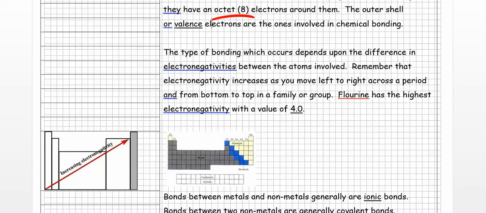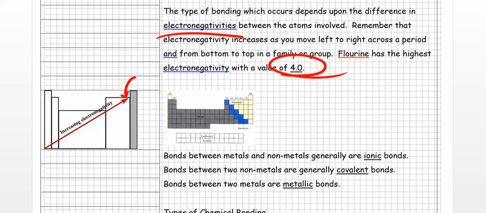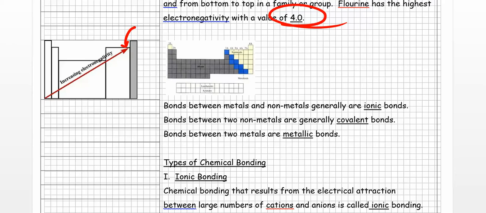So the type of bonding which occurs really depends upon the difference in electronegativities between the atoms that are involved. Remember that electronegativity increases as you move left to right across the periodic table and from bottom to top, right? So fluorine, we said, had the highest electronegativity of all, and I want you to remember its electronegativity. It has an electronegativity of 4.0. So fluorine is going to be right here on the periodic table, with the highest electronegativity of all, 4.0. There are no units. So remember that that's the maximum electronegativity that you can have.